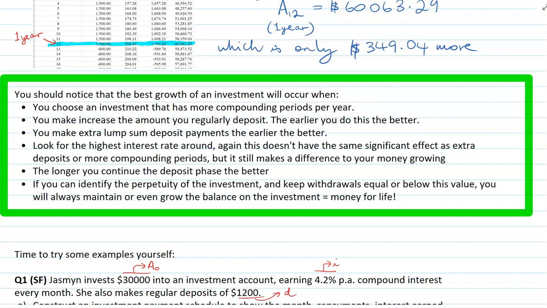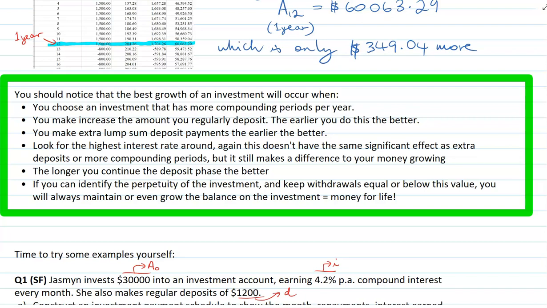Okay, hopefully this has given you a better understanding of the deposit and withdrawal phases of an investment. And by changing different values in your favor, you can increase the growth of your investment. So remember, they include choosing an investment that has more compounding periods per year, increasing the amount you deposit. The earlier you do that, the better. If you can make any extra lump sum deposit payments, the earlier you do this, the better.